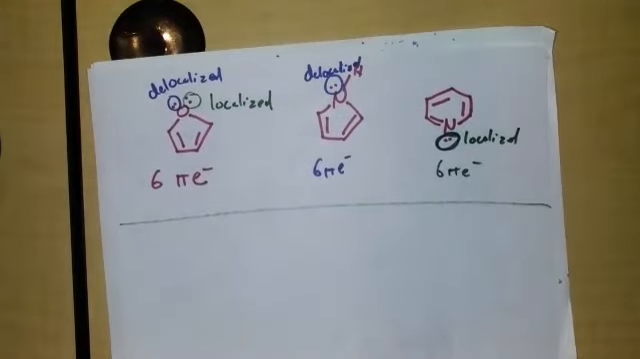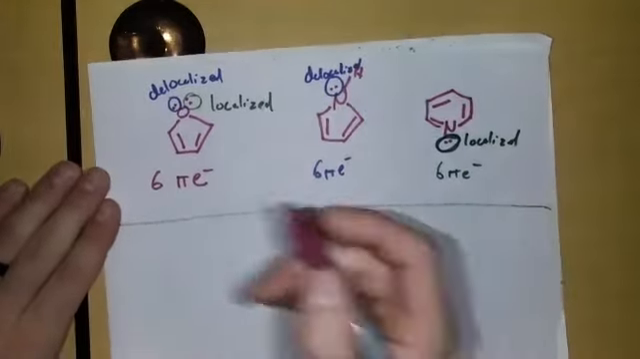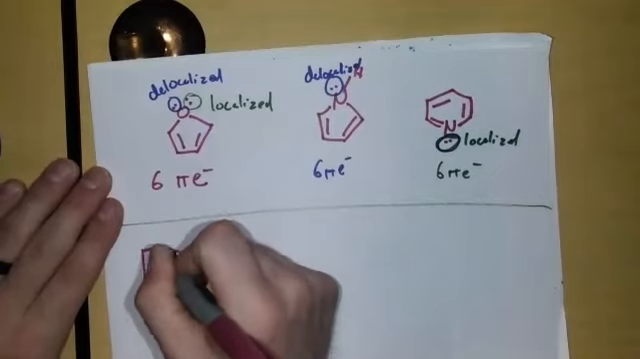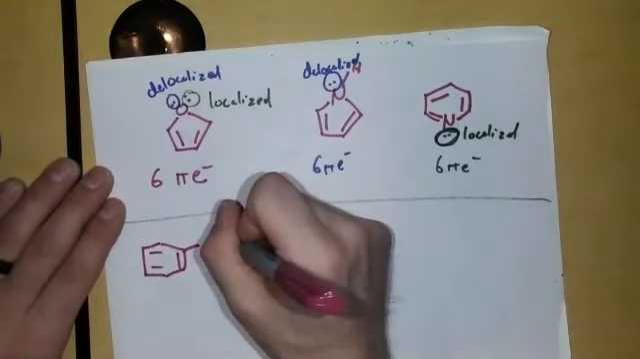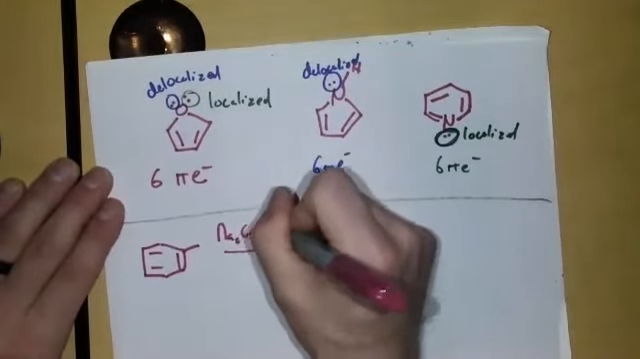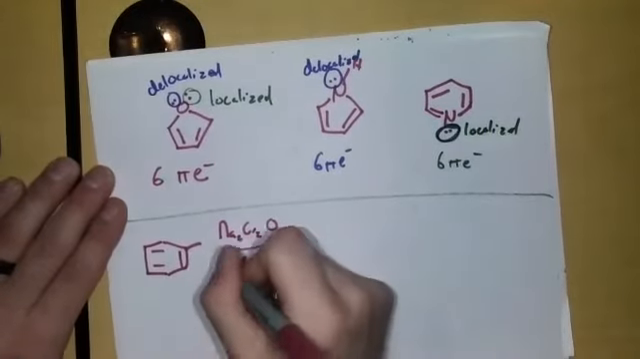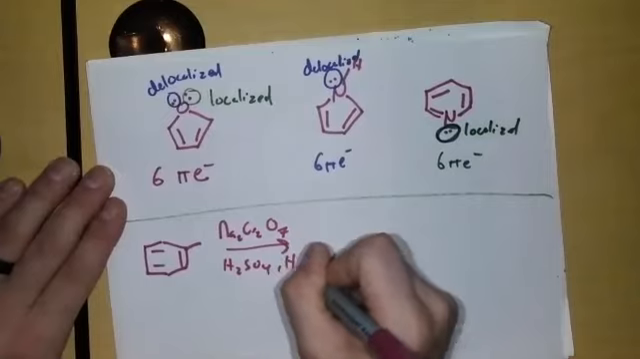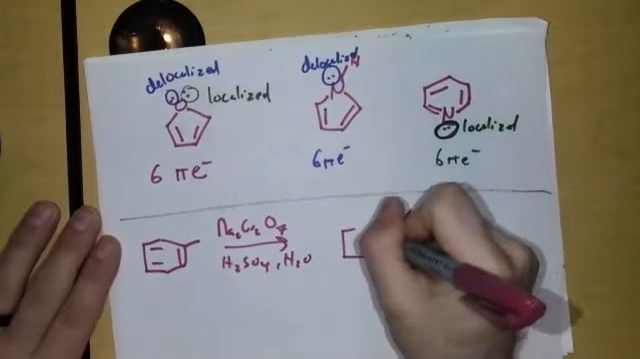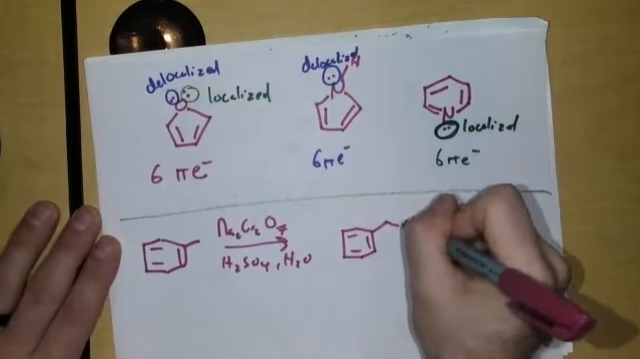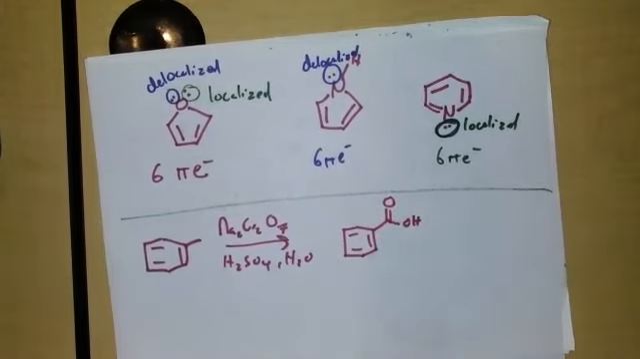Let's do some simple reactions involving aromaticity. So the first one is if we take chromic acid, so Na2Cr2O7 in H2SO4 and water. If we take toluene and do this, we are going to oxidize that toluene all the way to benzoic acid.